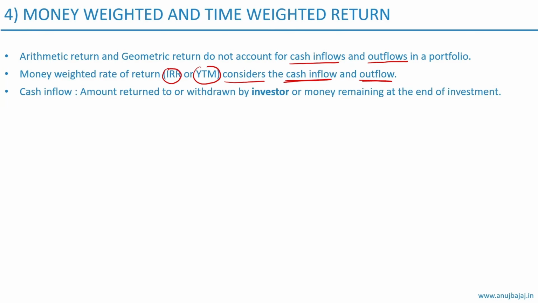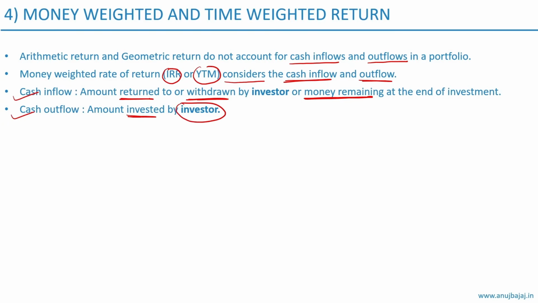Cash inflow refers to the amount returned to the investor or the amount withdrawn by the investor or the money which is remaining at the end of the investment. Whereas cash outflow refers to the amount invested by the investor. We should look at cash inflow and cash outflow from the perspective of the investor. Let us look at an example as to how money weighted rate of return considers the impact of cash inflow and cash outflow, and how this rate of return differs from the arithmetic return and the geometric return.